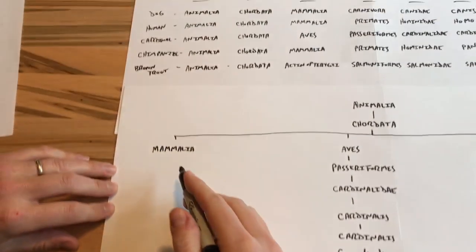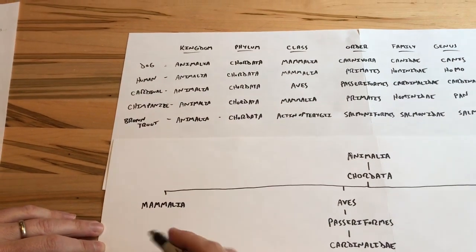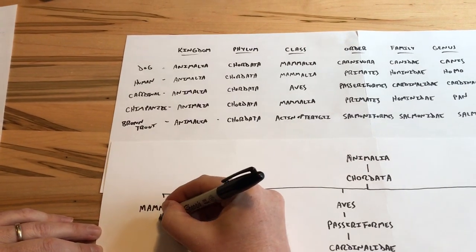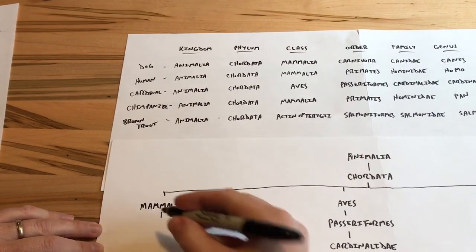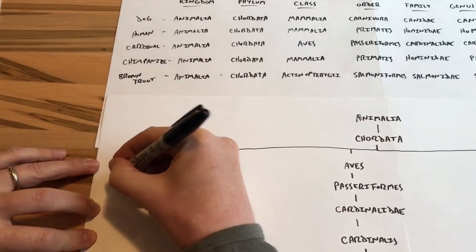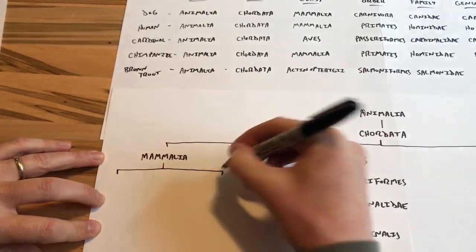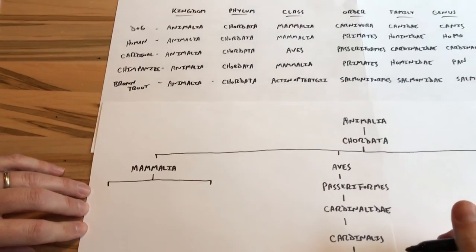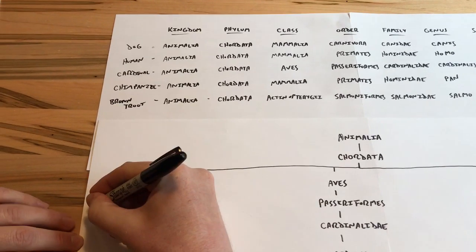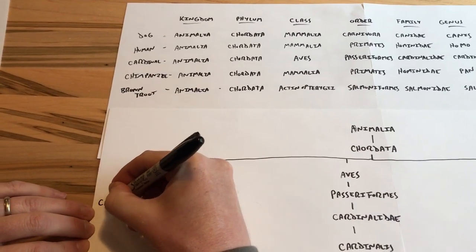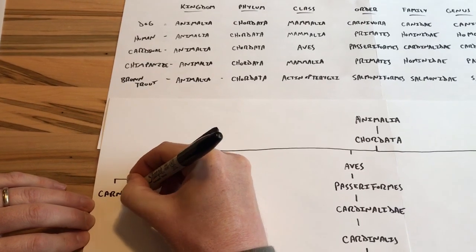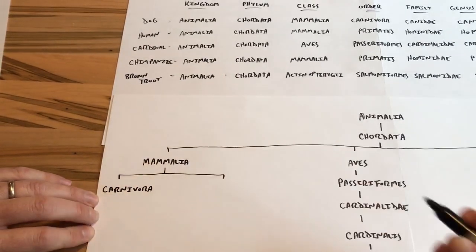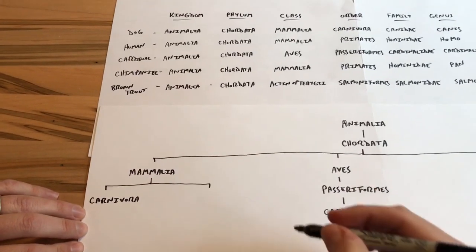So our next level is going to be order, and we have two different orders. The dog was Carnivora, and then the human and the chimp were Primates.